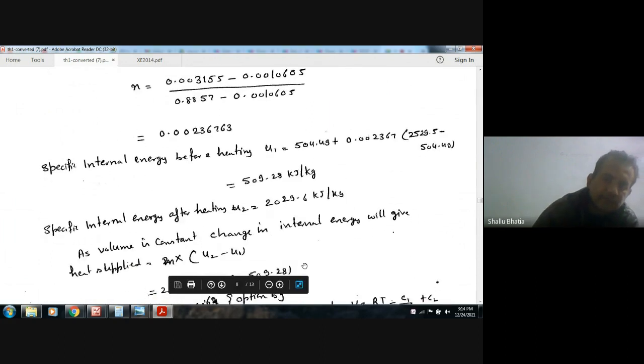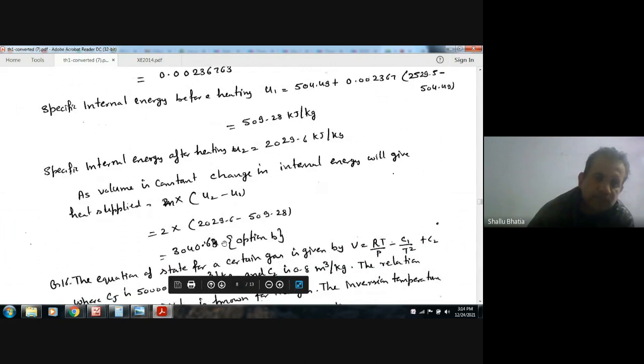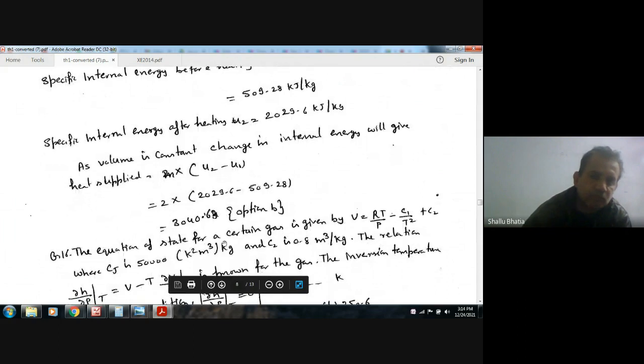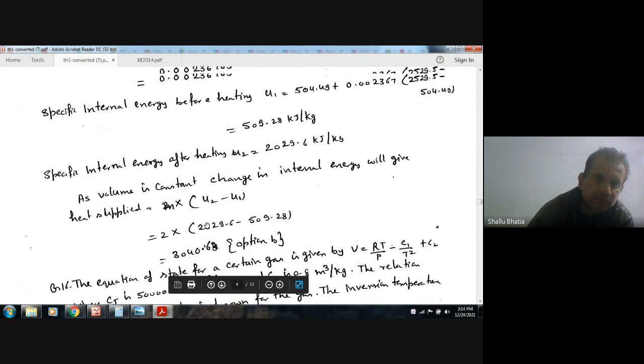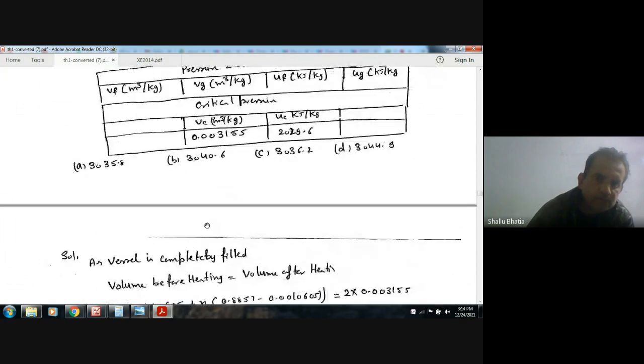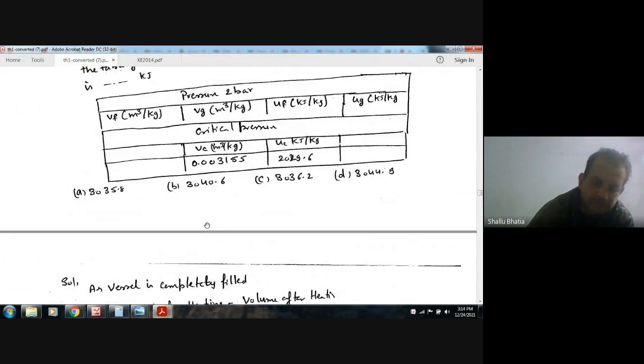Now the heat added will be the difference of these two. The heat supplied will be the change in internal energy, because it is being supplied at constant volume. So it is 3040.63. Option B is the final answer.